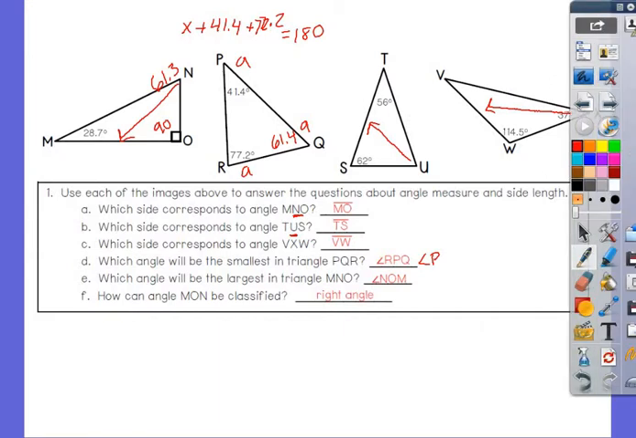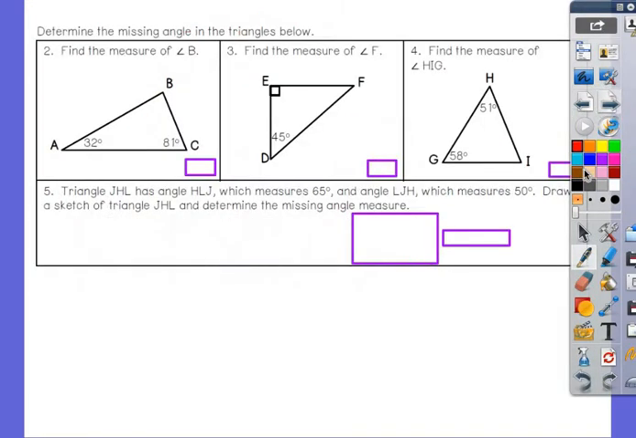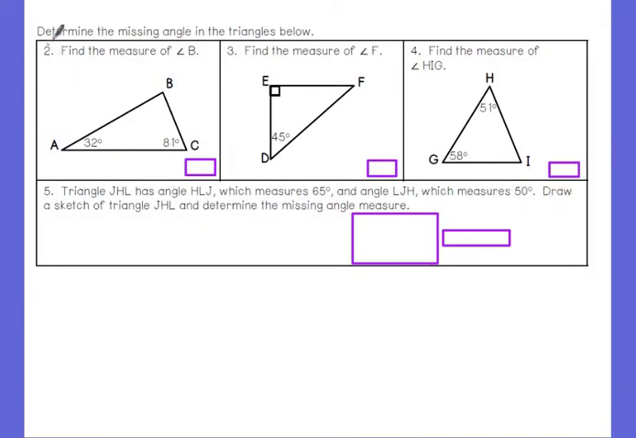Okay, moving on. I'd like you to pause the video and try number 2 and number 5. Play the video to see the solution.